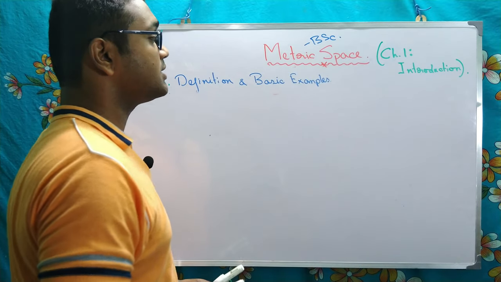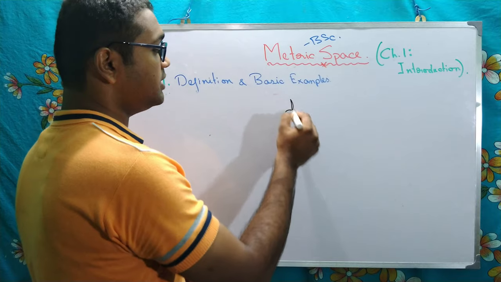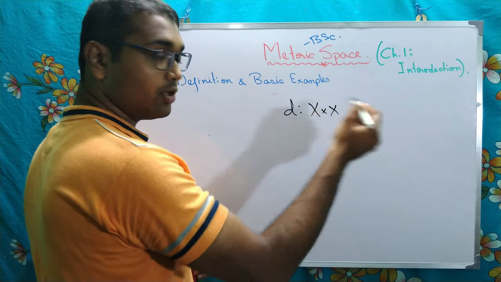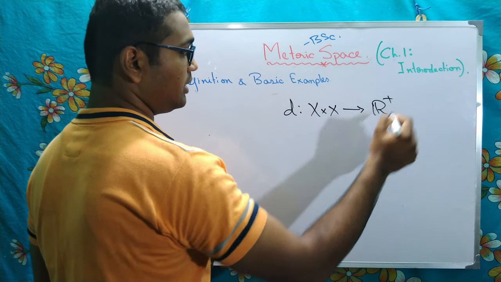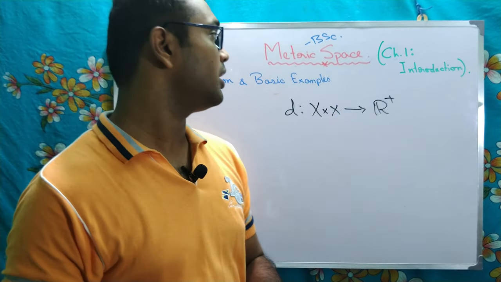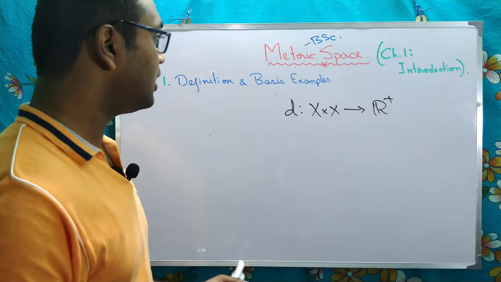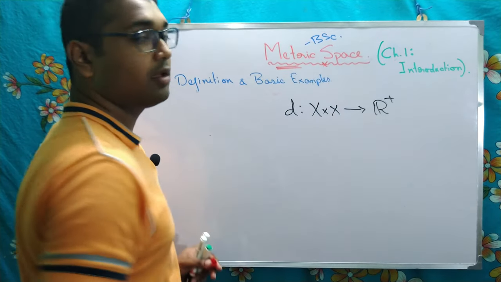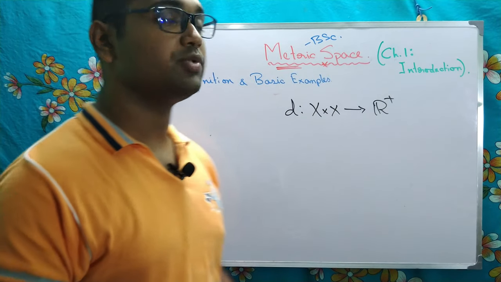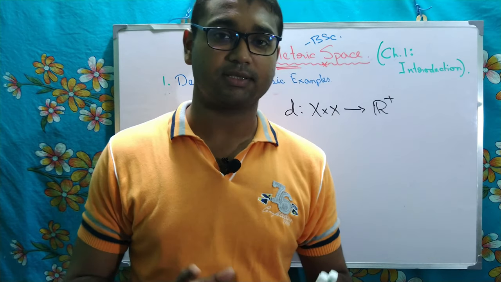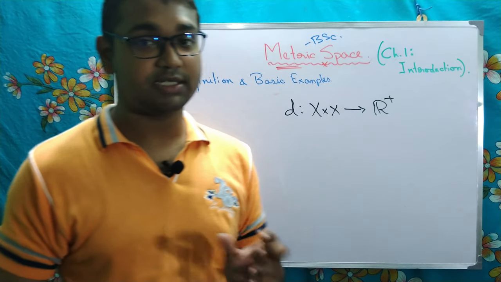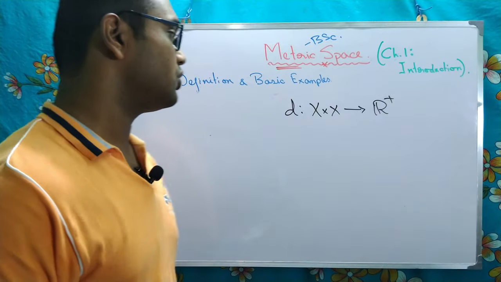They say that there is one distance function D, and the function D is from X cross X to the set of all positive real numbers. Let's say this is a function. I am not calling it a matrix, because one more thing: the term is metric, not matric or matrix. I have seen many people say matrix space. It is not like that; it is not a class 10th examination. It is metric, M-E-T-R-I-C. Metric, not matric.